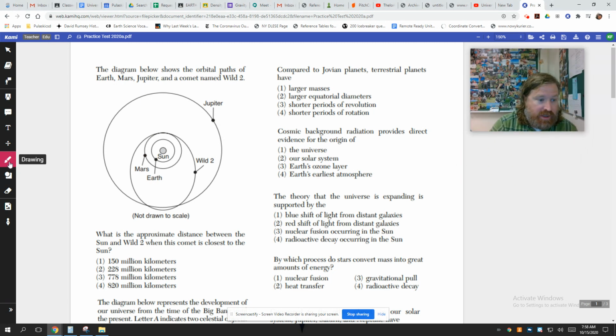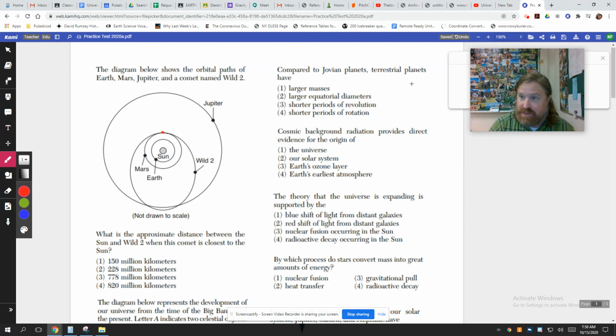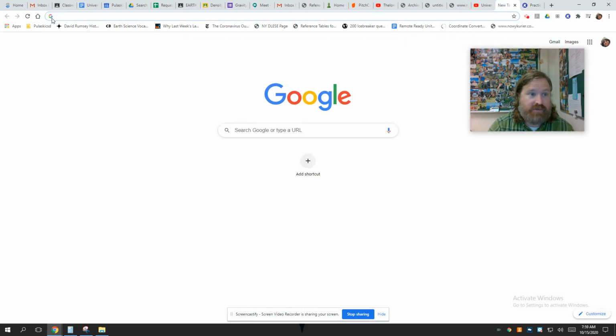Until you look at the diagram and realize you have a reference table that when it's closest to the Sun, it's also right about at the distance that Mars is. And yes, that's a trick. That's not easy. But yes, that's what the Regents likes to do to people. So we got to practice for it.